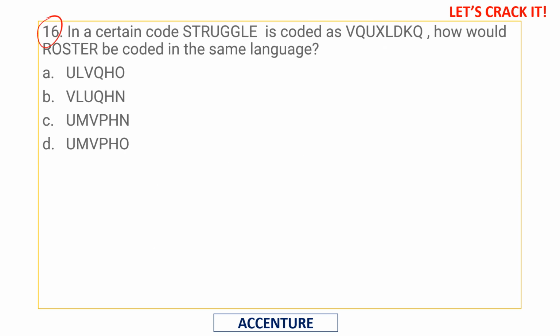We are at the last question in this session, a coding and decoding type model. In a certain code, struggle is written as something like this, and how would roster be coded in the same language? How can we solve this question? We are supposed to decode how struggle is written in this way. Now let's try. If we number each of the alphabets, S is written as V. So we are adding 3 successive alphabets, S, T, U, V. So on adding 3 we get V, right?